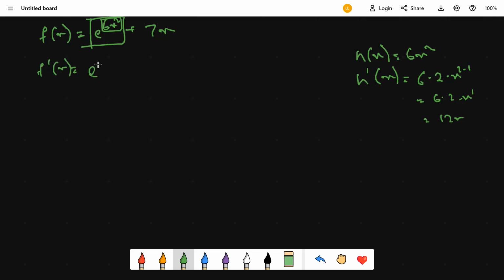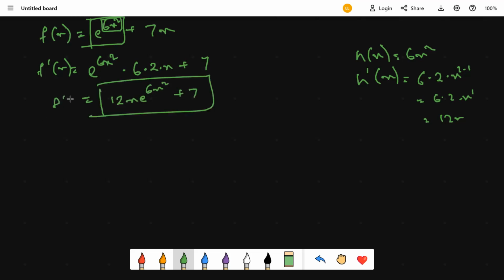but by differentiating the outermost function, that gives us whatever it is itself. It just repeats itself, e to the power 6x squared. But again, we have to differentiate the innermost function as well, which simply gives us 6, the constant value, then 2 times x. That's our innermost function's differentiation. Finally, we have 7x, which gives us the value 7, because differentiating x to the power 1 gives us 1 times x to the power 0, which is actually equivalent to 7. So finally, we have 12x e to the power 6x squared plus 7x, and that is our final answer for f prime of x.